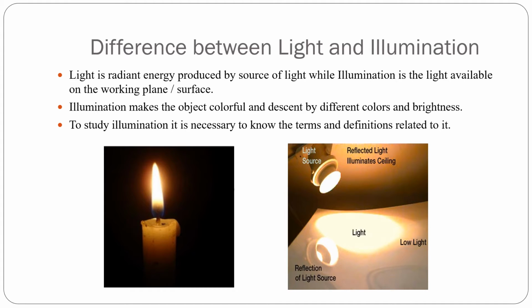Here we can see the working space. This is an area which is covered by this particular lamp. So illumination is the light available on the working plane, or we can say the surface. Illumination makes objects colorful and lets us discern them by different colors and brightness. To study illumination, it is necessary to know the terms and definitions related to it. So let us go ahead.